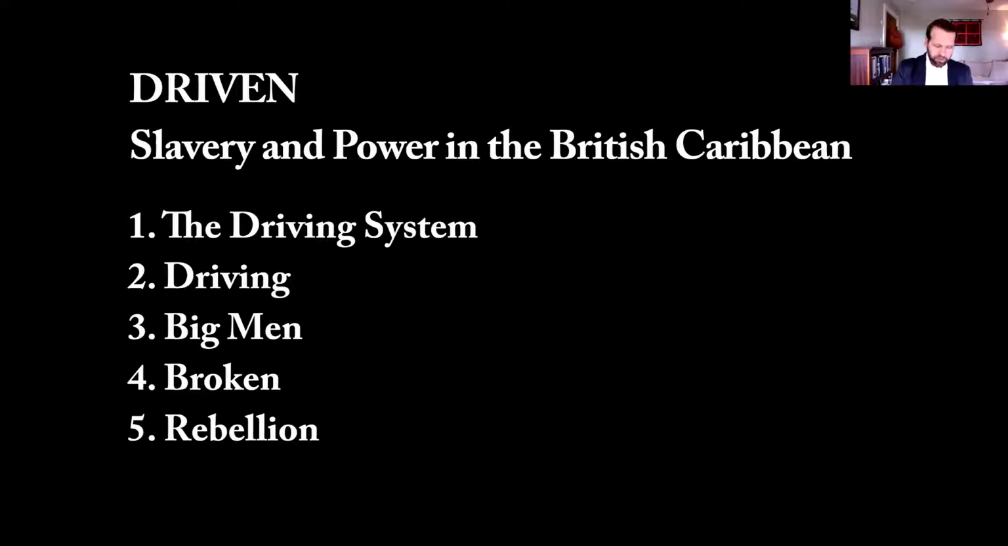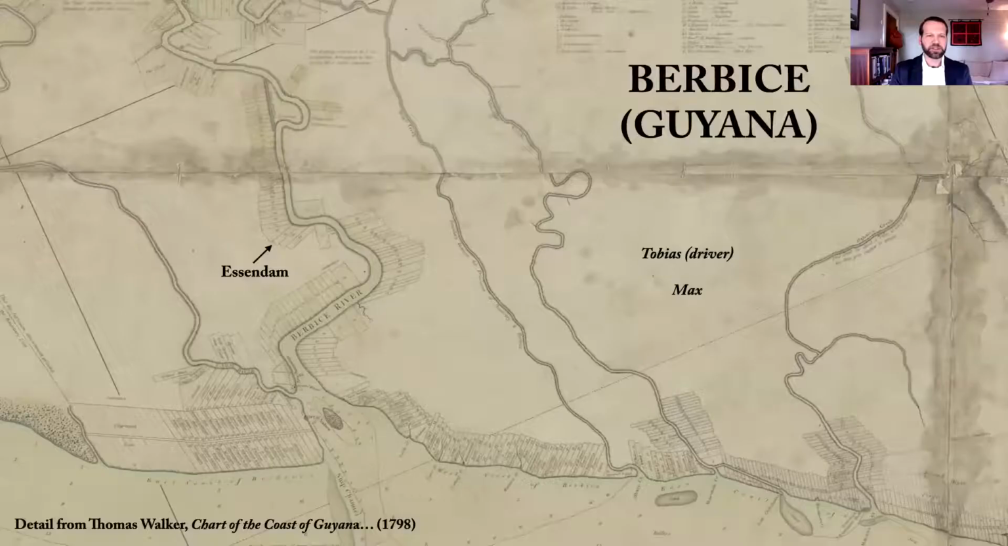To give you a more concrete sense of what this work looks like, I want to turn now to an example that comes from my second chapter. This example comes from a plantation on the Berbice River in 1824 in what is now Guyana. I've included a map here just to ground you in place. I notice we have some Guyanese folks in the audience. You may well know exactly where this is, just a little bit upriver from New Amsterdam.